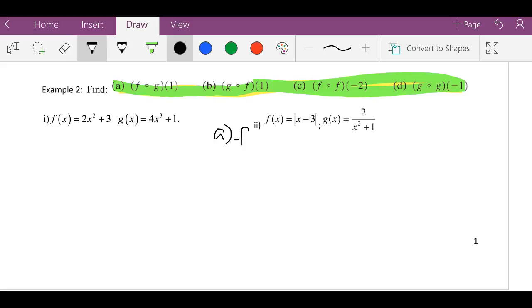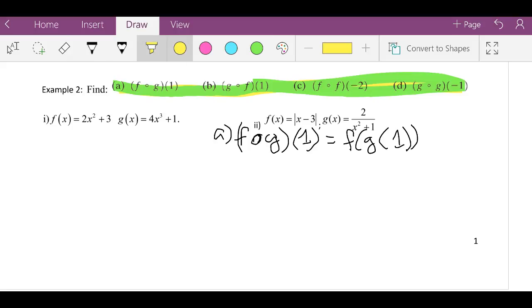All right, so A said F composed with G of 1. That's an ugly composition. Like I said, I'm writing this with a different stylus, so it looks really funny. So by definition, it's F of G of 1. When you're doing a composition, just like last time, you have to do the inside first. Make sure the inner composition is done first before you try to do the other one.